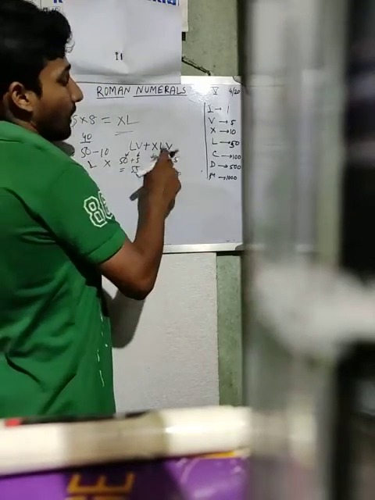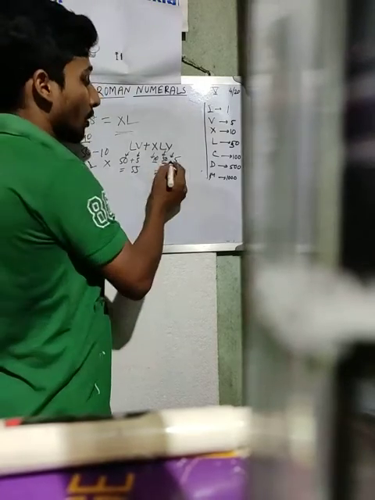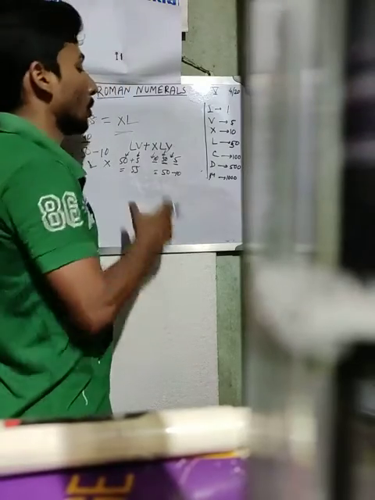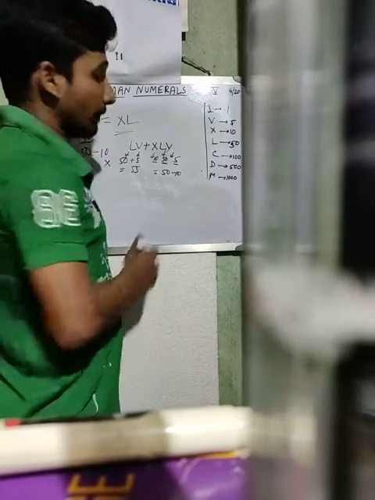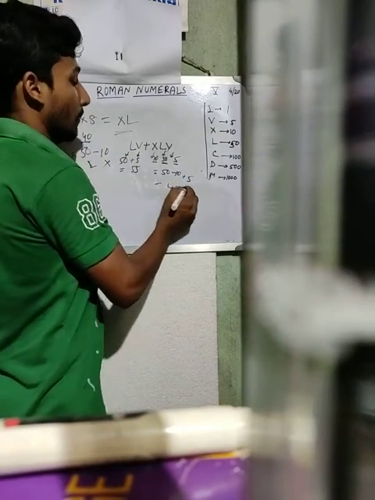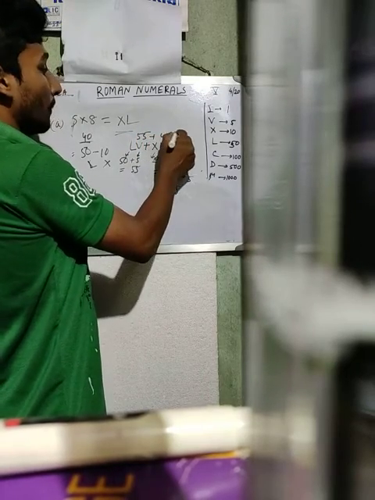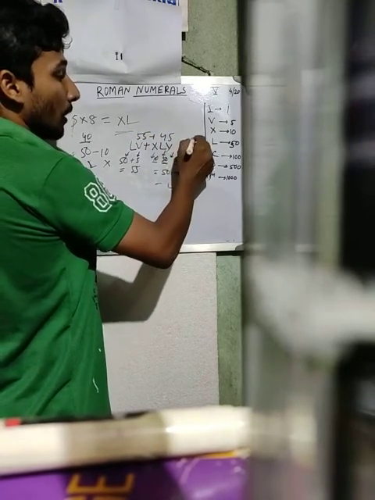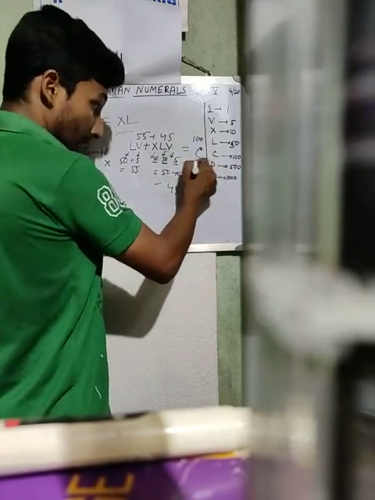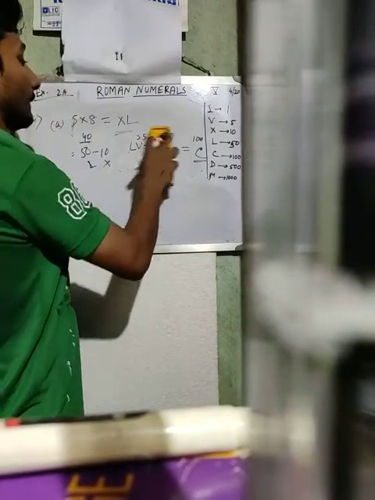Okay. Now last, the smaller one is placed at the right side of the larger one. Then what will happen? It will be added to the larger one. So it is plus. Okay. This is 45. So 55 plus 45 is equal to 100. 100 means C. So the answer is C. Okay. These all are rough calculations.